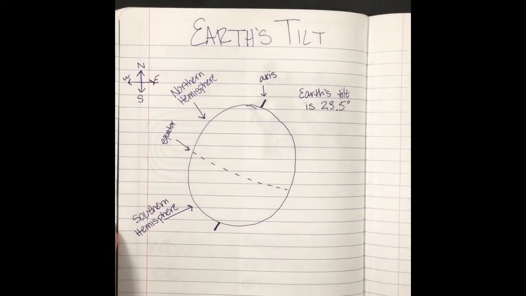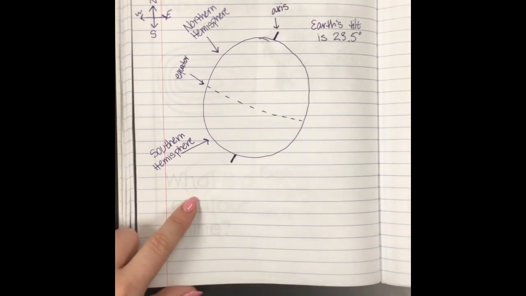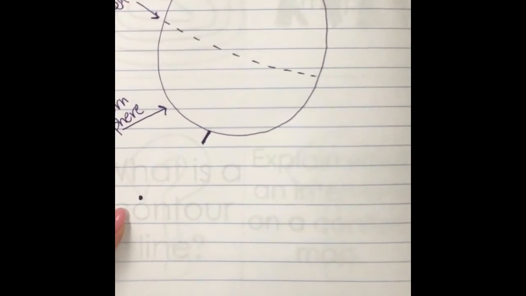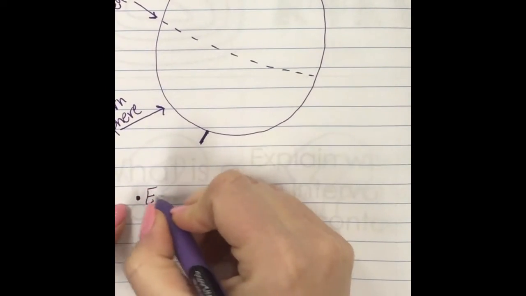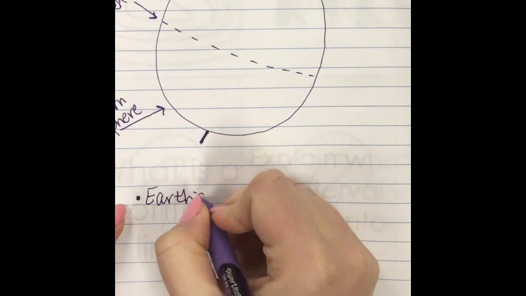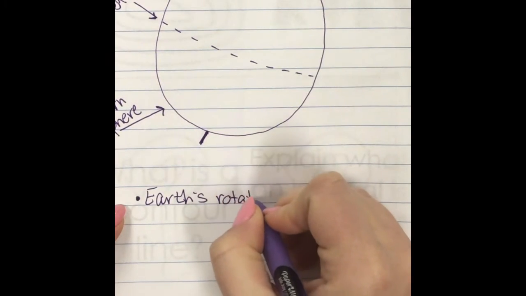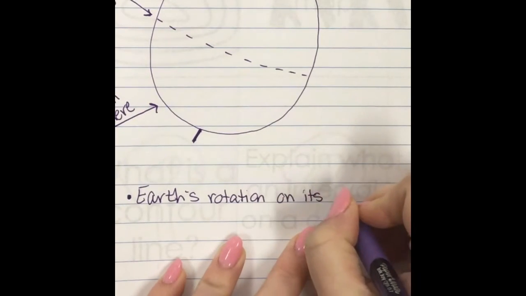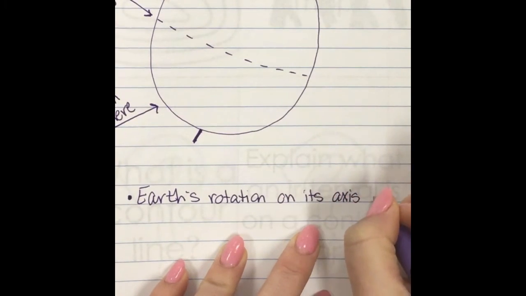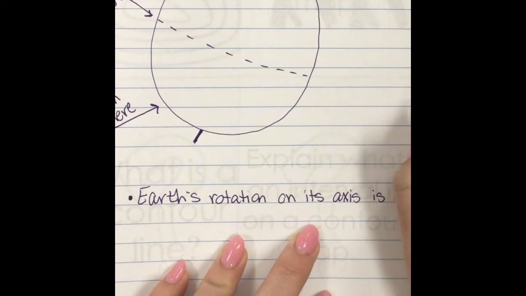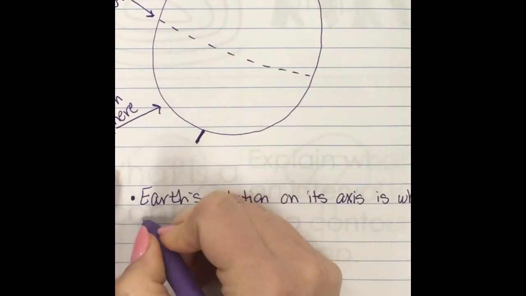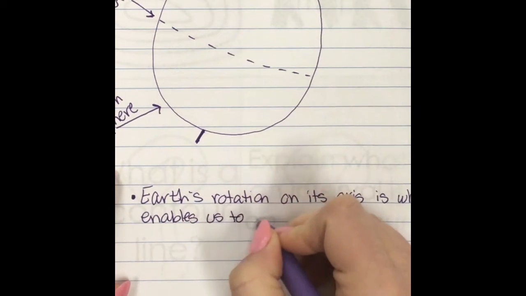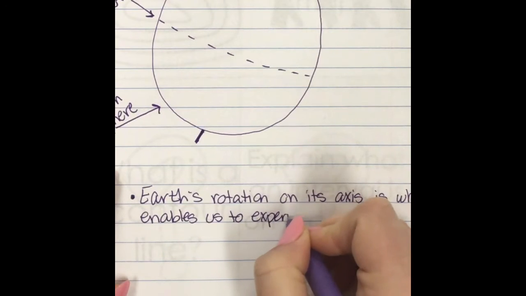Then we're just going to write ourselves a couple notes down here. One, let's zoom in. Earth's rotation on its axis is what enables us to experience day and night.